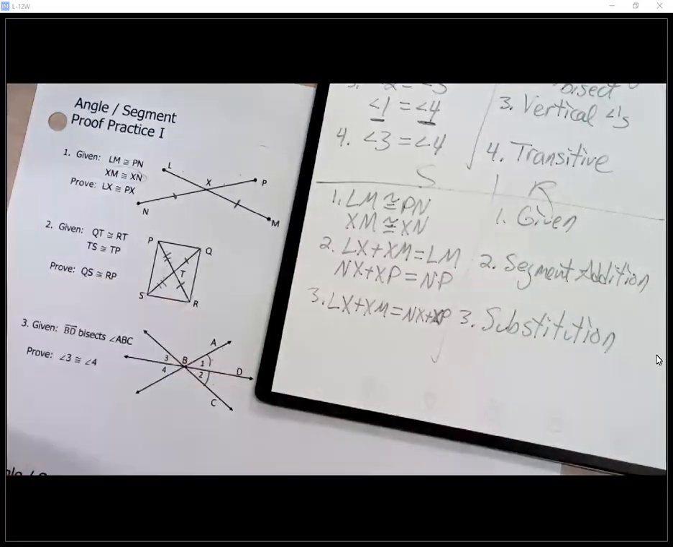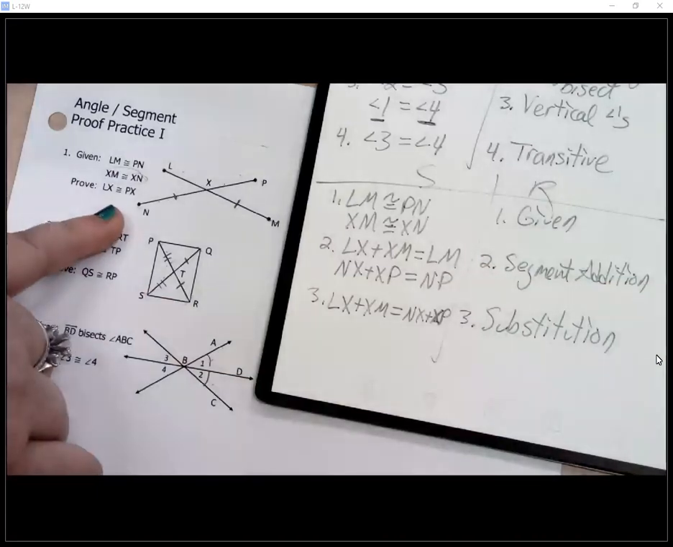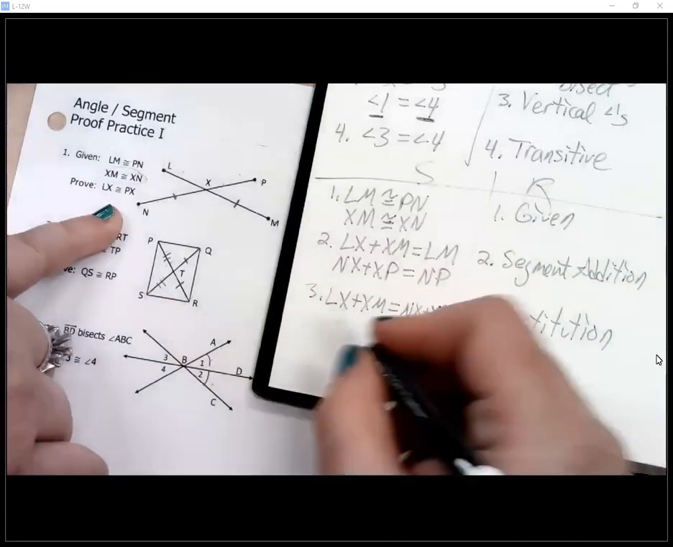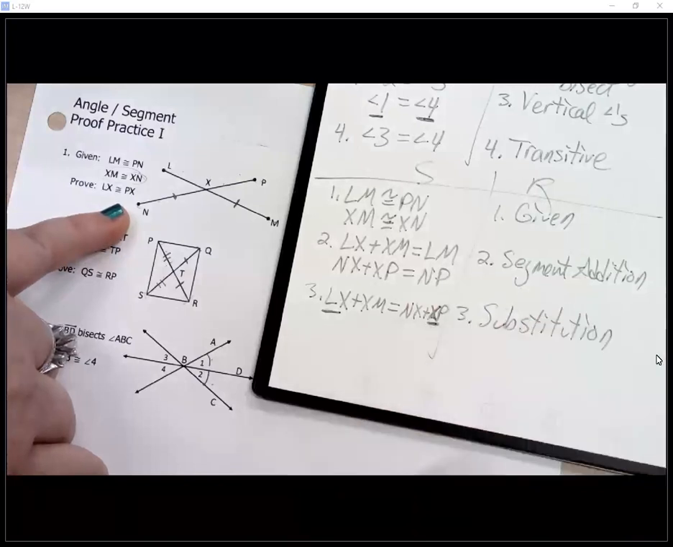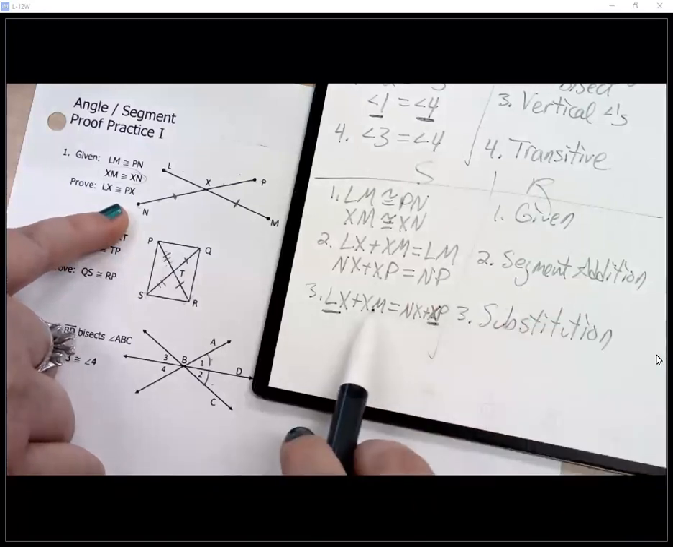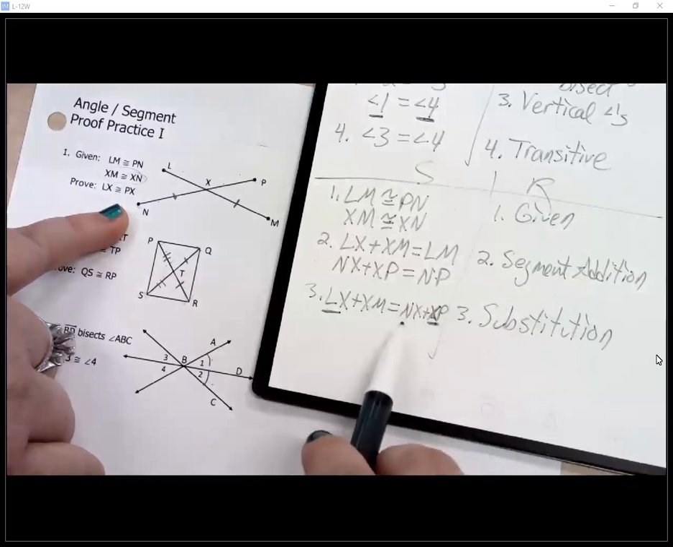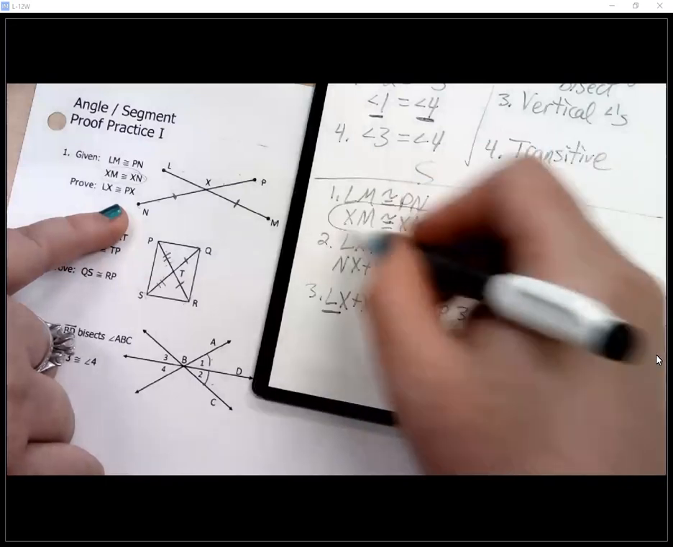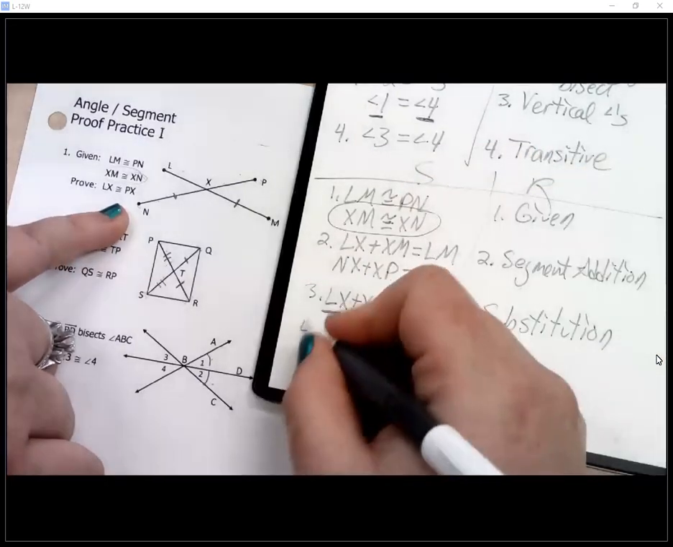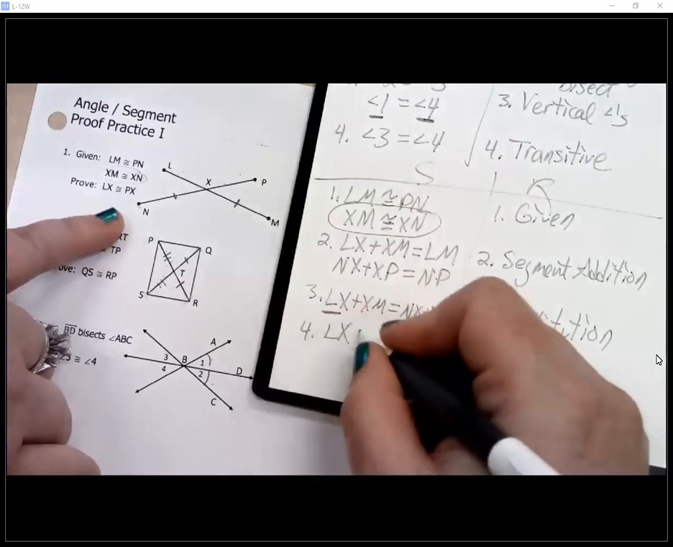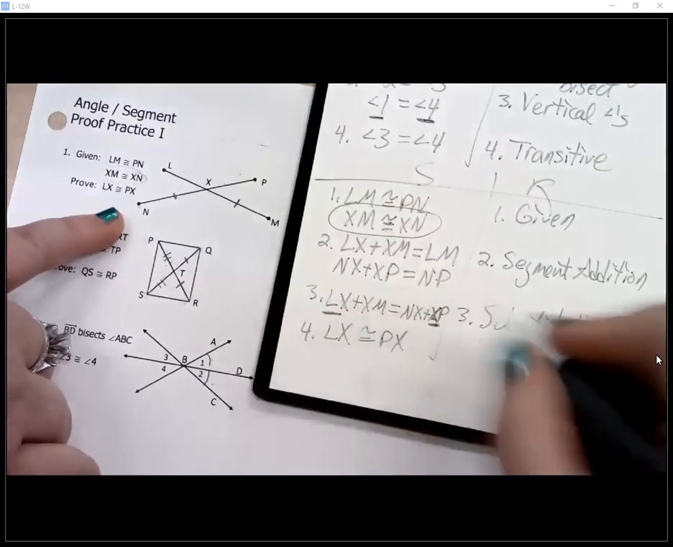Look at my end goal. I just want to get LX equal to PX, or XP, whatever. I'm so close. I just have to get rid of this thing. Can I? Yes, look right here. You already said that they're equal to each other, so I can just subtract them away. They're gone, just like that. I get to what I want: LX is congruent to PX. What's my reason?